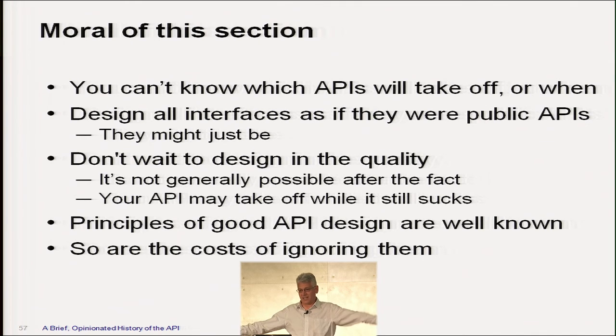So the moral of this section: you cannot know which of your APIs will take off or when. So design all of your interfaces as if they were going to be public APIs, because they just might be. Don't wait to design the quality afterwards, because you can't. You have to design it in from day one, and your API may take off while it still sucks, and then it will suck forever. The principles of good API design are now reasonably well known, and so are the costs of ignoring them.